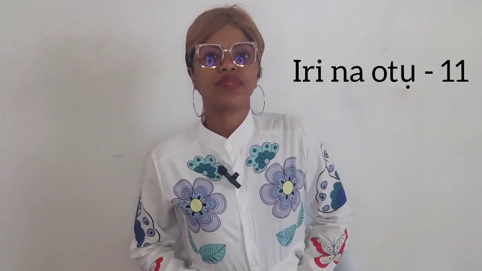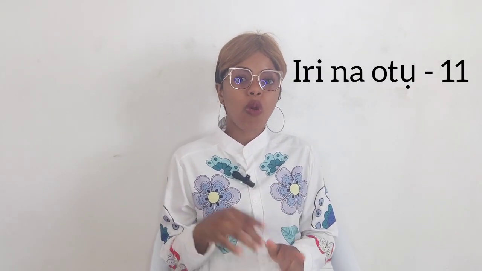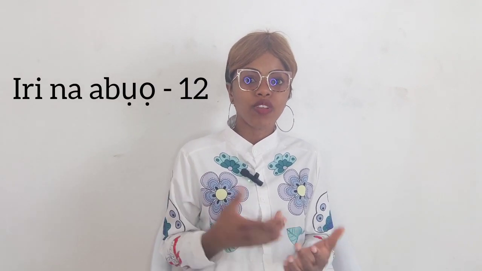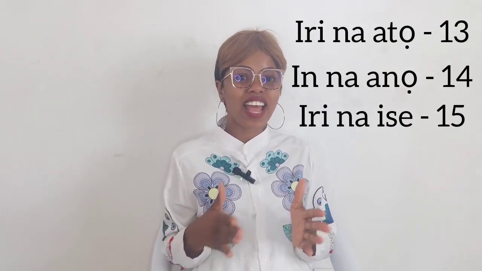So 11 is iri na otu. Now, like I said, it's just built on 1 to 10. We know that 10 is iri, and we already know that 1 is otu, and 10 plus 1 makes 11. So iri na otu is simply 10 and 1. Iri na otu, 11. 12, iri na abuo. 10 plus 2, 12. 13, iri na ato. 14, iri na ano.